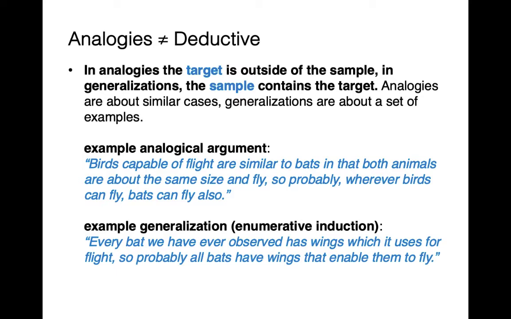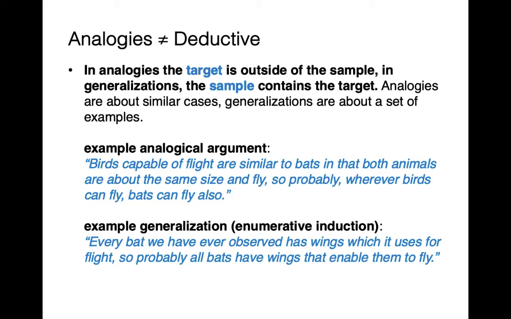Now, in generalizations, the sample contains the target. You're generalizing from all of your cases to one general summary statement. Analogies are about similar cases. Generalizations are about a set of examples. A couple more examples here before we move on.